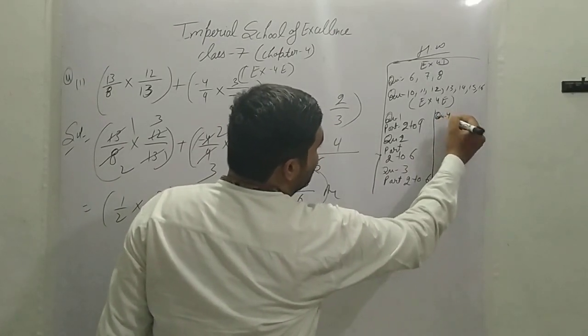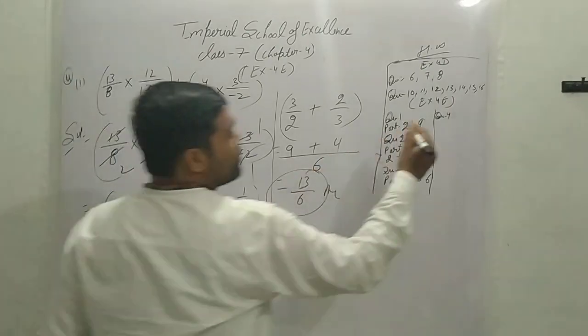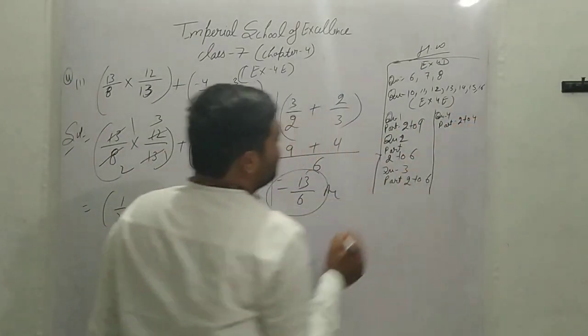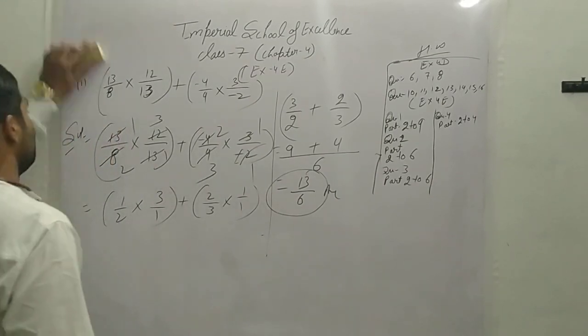Question number 4, parts 2 to 4, you have to do. Now we will discuss question number 5. Question number 5 is given. Find the cost of 3 raised to 1 upon 3.